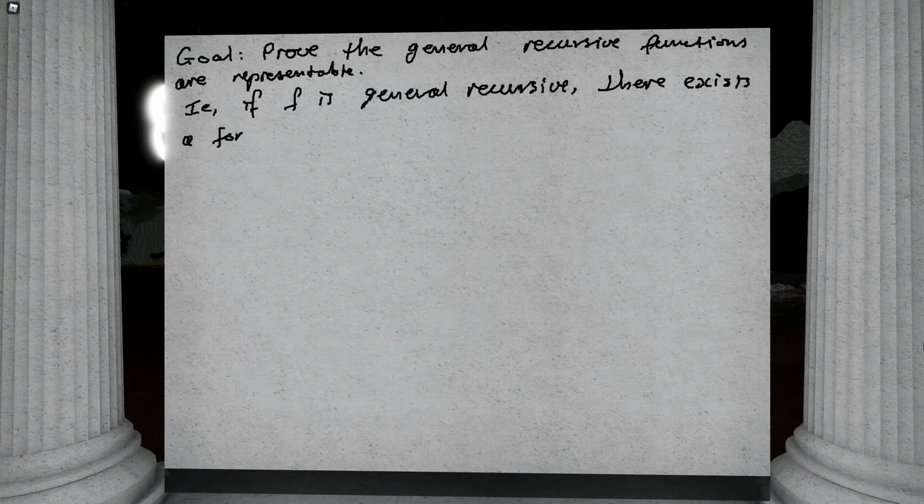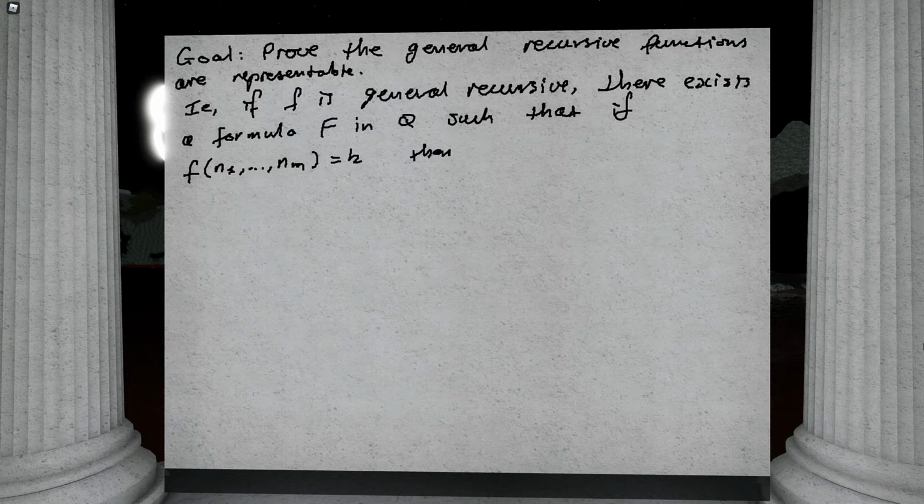there exists a formula F in Q such that if f of n1 up to nm is equal to k, then Q can prove f of n1 underline up to nm underline, k underline. Oh, wait, no, that's not it.